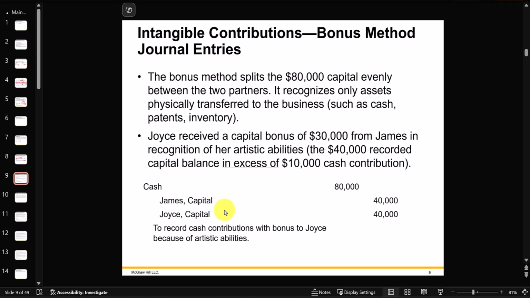Now, again, if I were James, I may not want to agree to this. Maybe instead, if the company is profitable, what we should be doing is allocating more of the profit to Joyce and less to James, because Joyce is bringing in all of that talent she has, maybe even some customers she may already have. Okay, but this is what James is willing to do to form this partnership with Joyce by giving a bonus to Joyce of half of the whole contributions by all the partners.